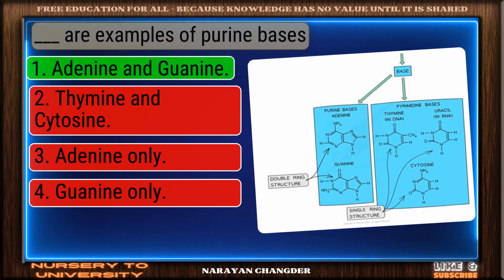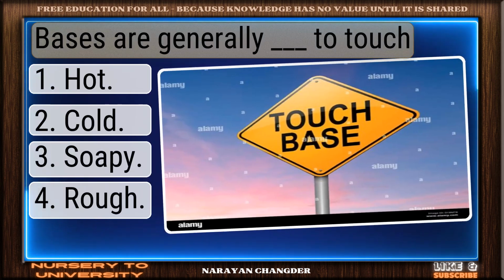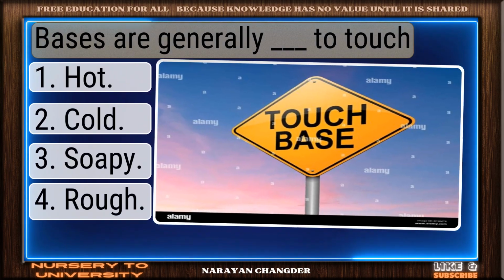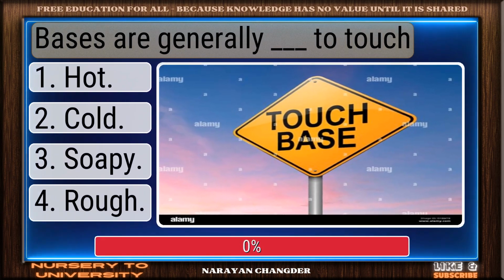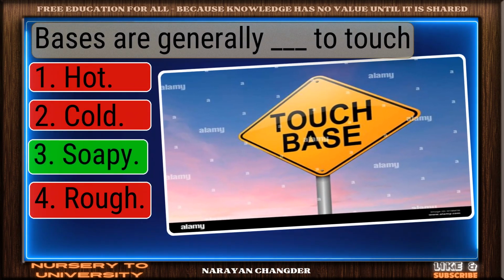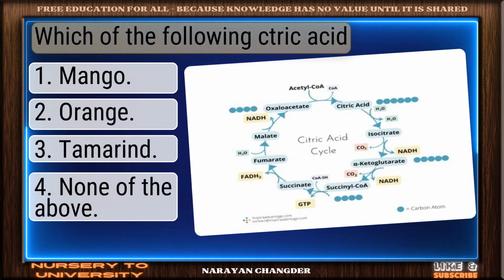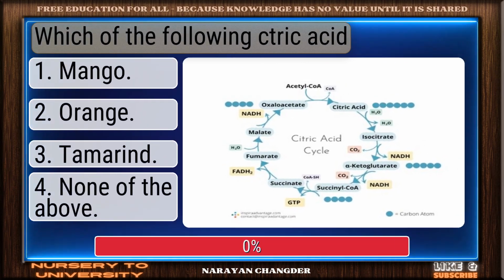Right choice. Adenine and guanine is the best answer. Question number 94. Bases are generally dash to touch. Excellent choice. Soapy is the right answer. Question number 95. Which of the following citric acid?